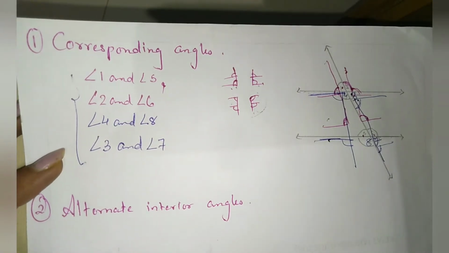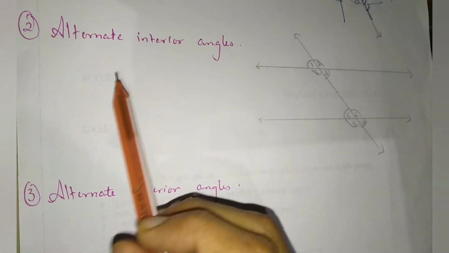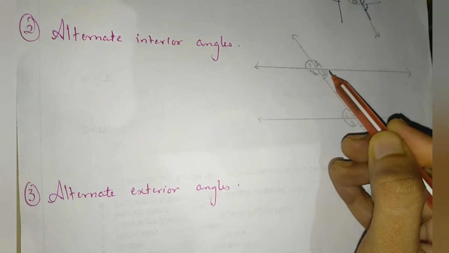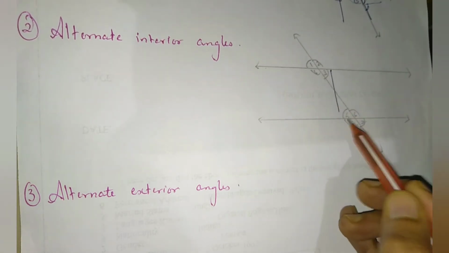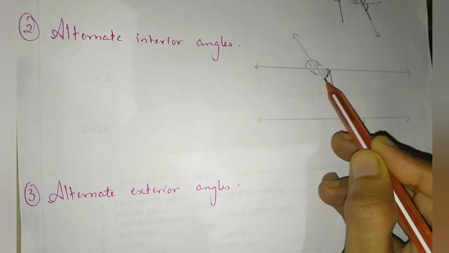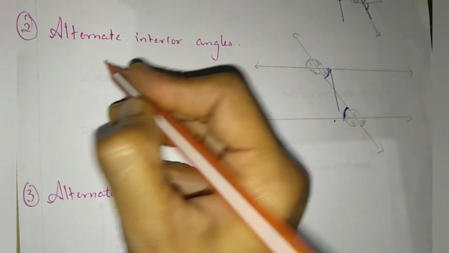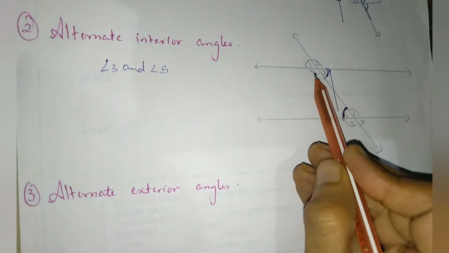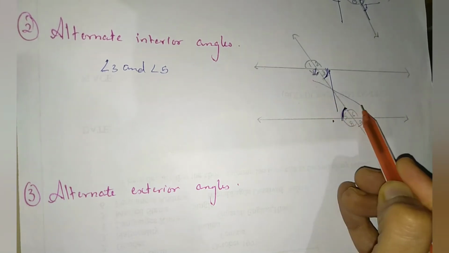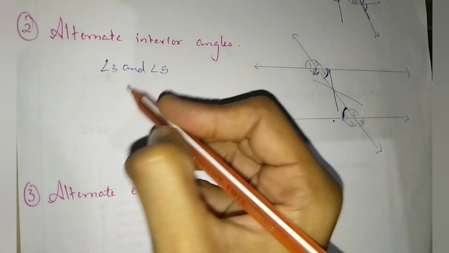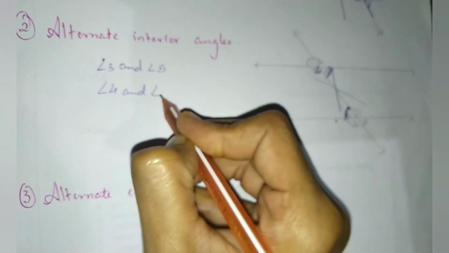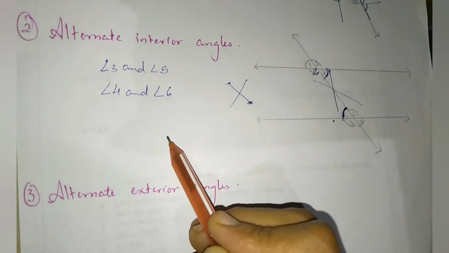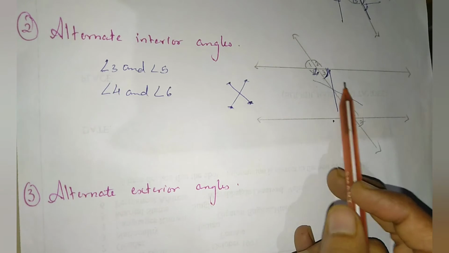Now another thing, alternate interior angles. Alternate interior angles mean this 3 and this 5. This is interior, okay, only interior angles we have to take. This 3 and 5 are alternate interior, angle 3 and angle 5. Another pair is angle 4 and angle 6. We have to see like this way, cross: this one and this one are alternate interior angles, and this and this. These are interior angles.